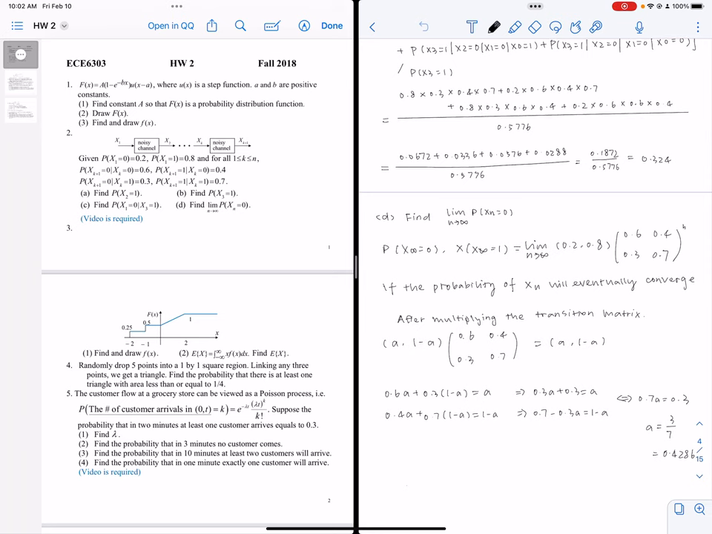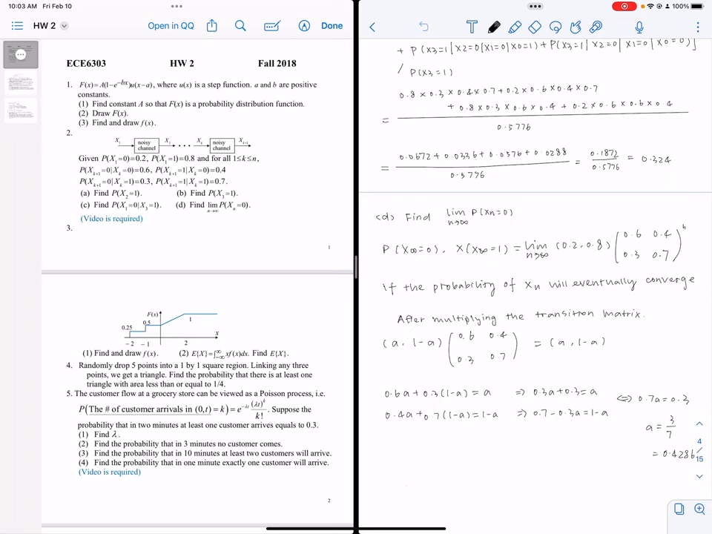In the last problem, D, we're asked to find the limit of the probability of xn equals 0 when n goes to infinity. From one state to the next, the transition numbers I just mentioned make up a transition matrix, and every time we're actually just multiplying by this matrix to get to the next stage.